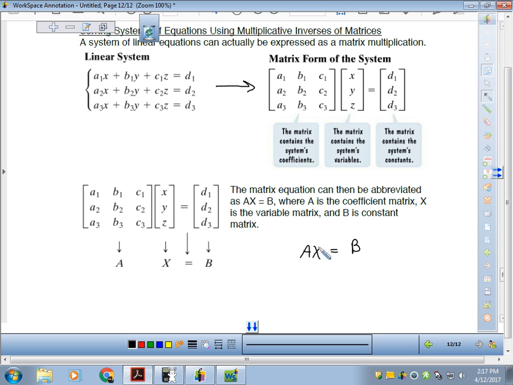Well, to get rid of a multiplication of a matrix, you have to do division. Well, division is really the same thing as multiplying by the inverse. So what I'm going to do is I'm going to multiply both sides by A inverse.